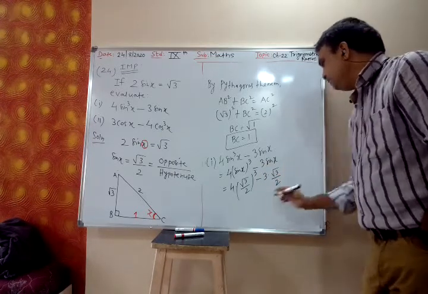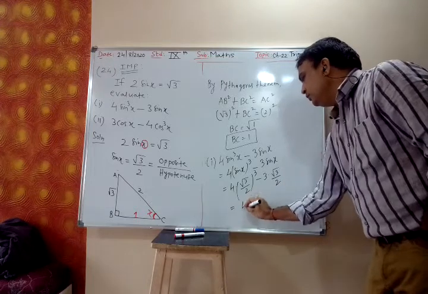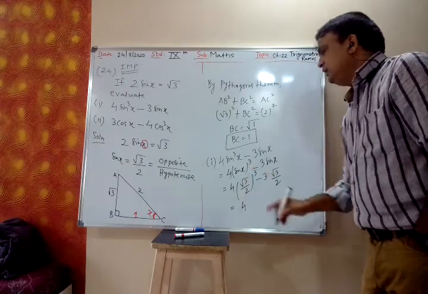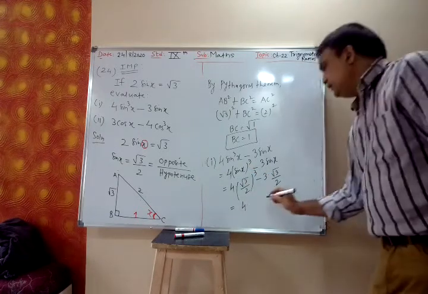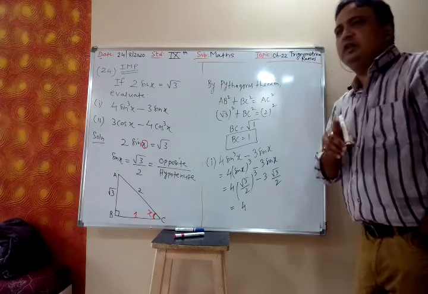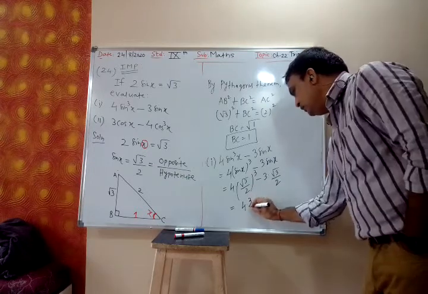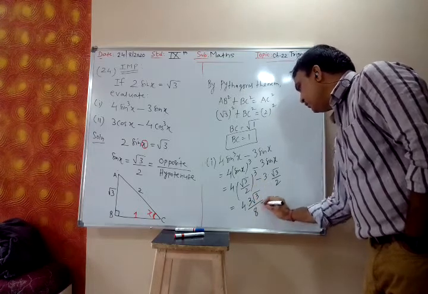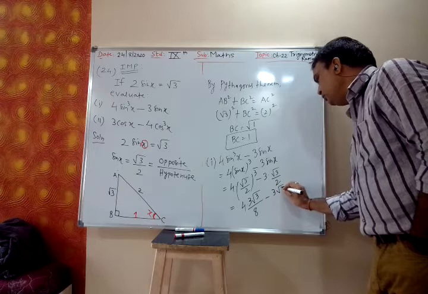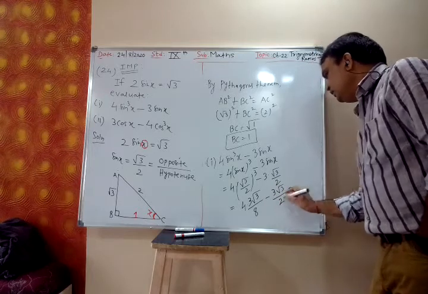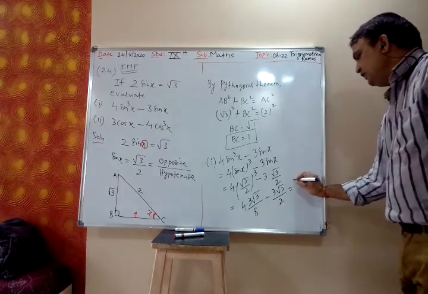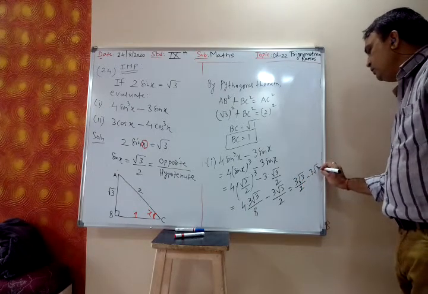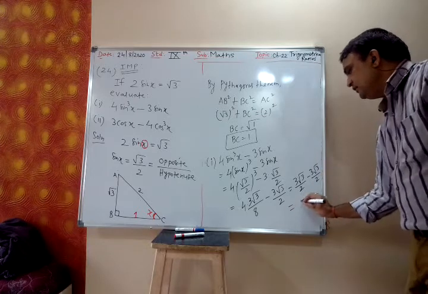Now we simplify. Root 3 cube is root 3 into root 3 into root 3, that is 3 root 3. So 3 root 3 upon 2 cube, which is 8. 4 2s are 8. That is 3 root 3 upon 2 minus 3 root 3 upon 2. Are you getting? And the answer is 0.